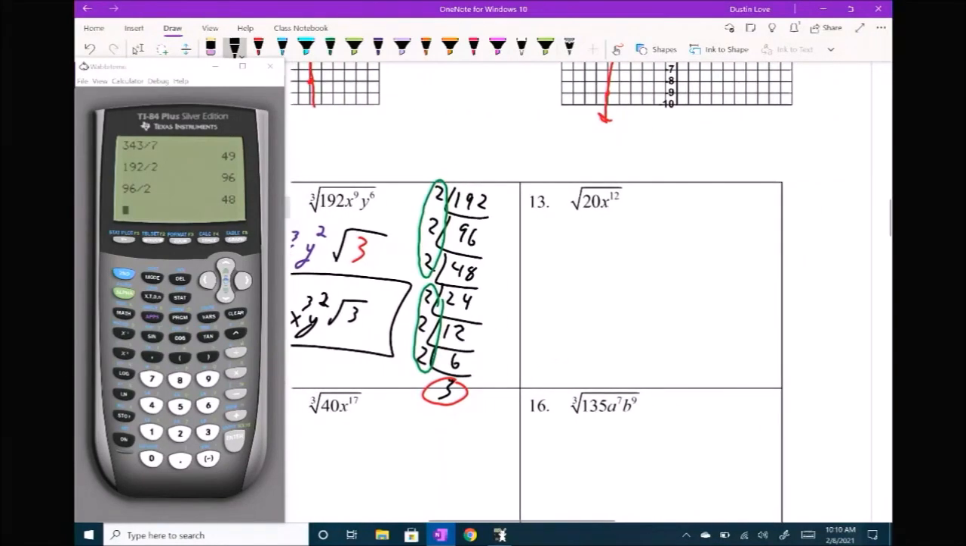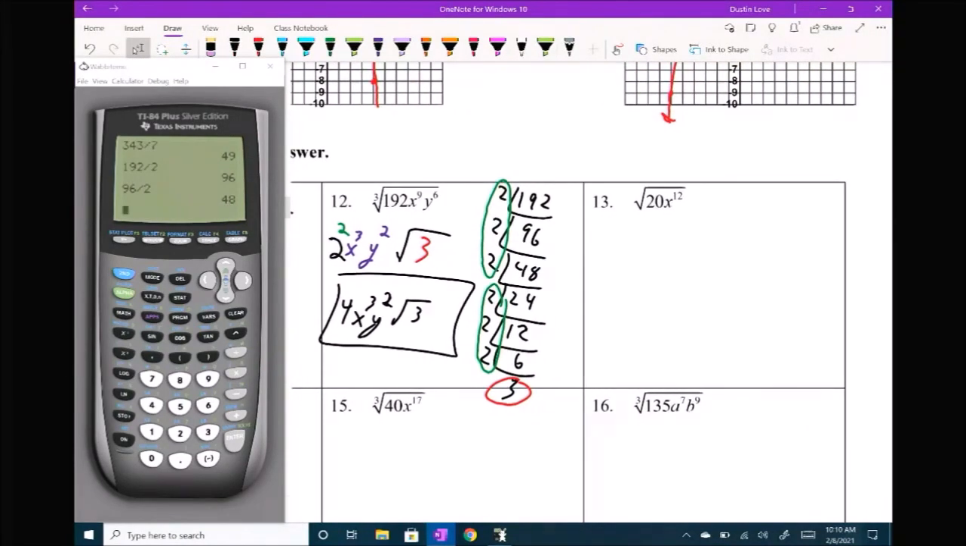All right, number 13, we're doing a square root with a 20 in it. Okay, a 2 will go in 10 times. Then a 2 will go in 5 times. And now 5 is prime, so I'm done with that. This is a square root, so remember there is a hidden 2 right here. So whenever I write my answer, I'm going to have one group of 2s on the outside, and I'm going to have a 5 left on the inside.